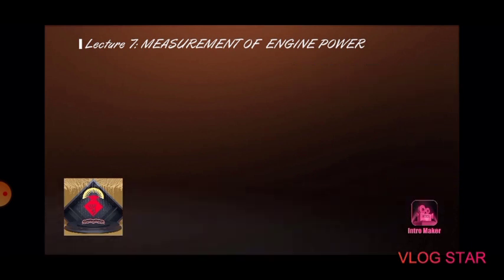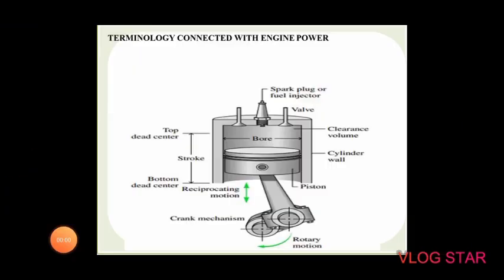Today's lecture is on measurement of engine power. The terminology connected with the engine power includes the first one, that is bore. Bore is the diameter of the engine cylinder. You can see the bore is shown over here.